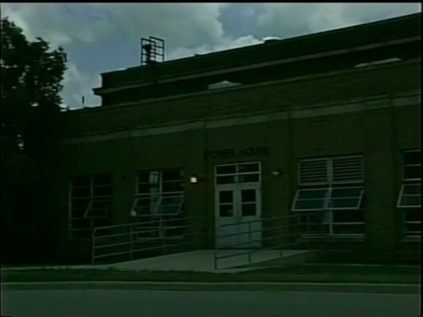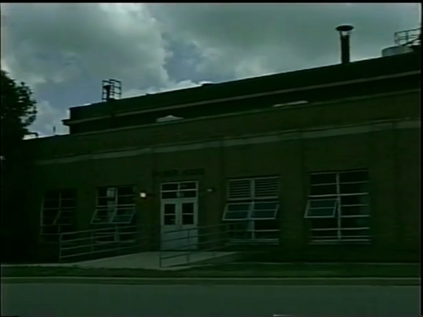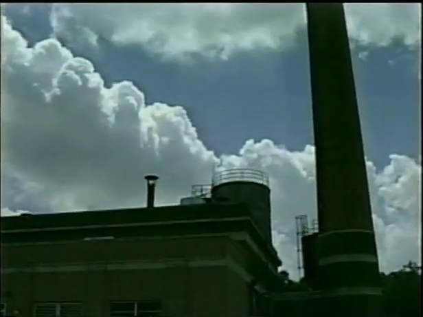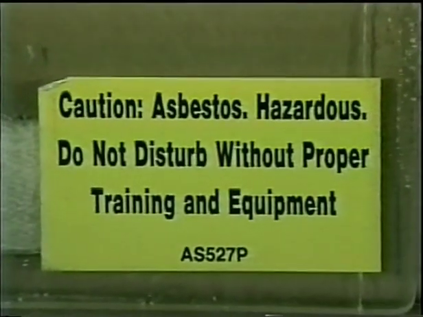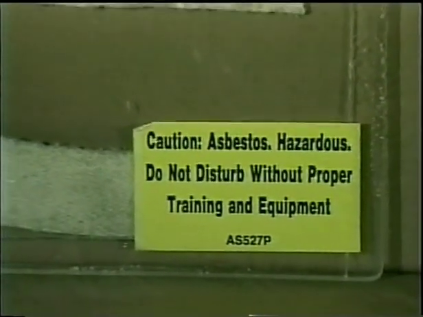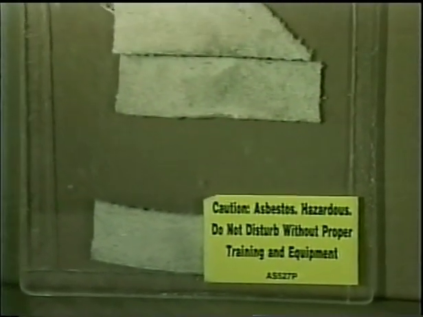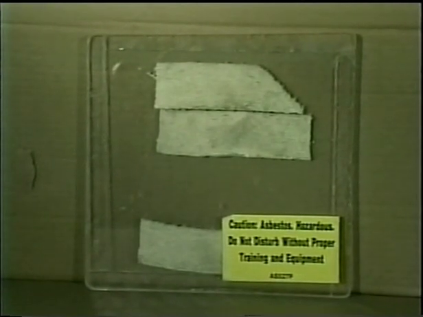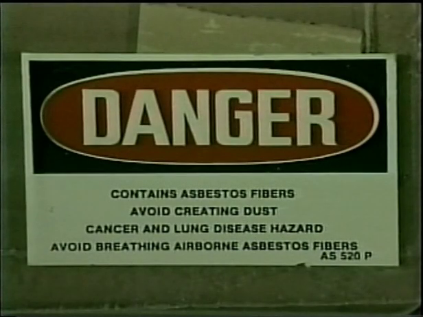OSHA requires that buildings that have asbestos-containing materials in them will have notices posted stating that the building contains asbestos. OSHA also requires that the materials that contain asbestos be labeled. OSHA further requires that materials that have not been tested or were applied before 1980 be labeled and assumed to be asbestos until it is proven that they are not asbestos. No one can tell whether a material has asbestos in it just by looking at it. Building materials must be tested.